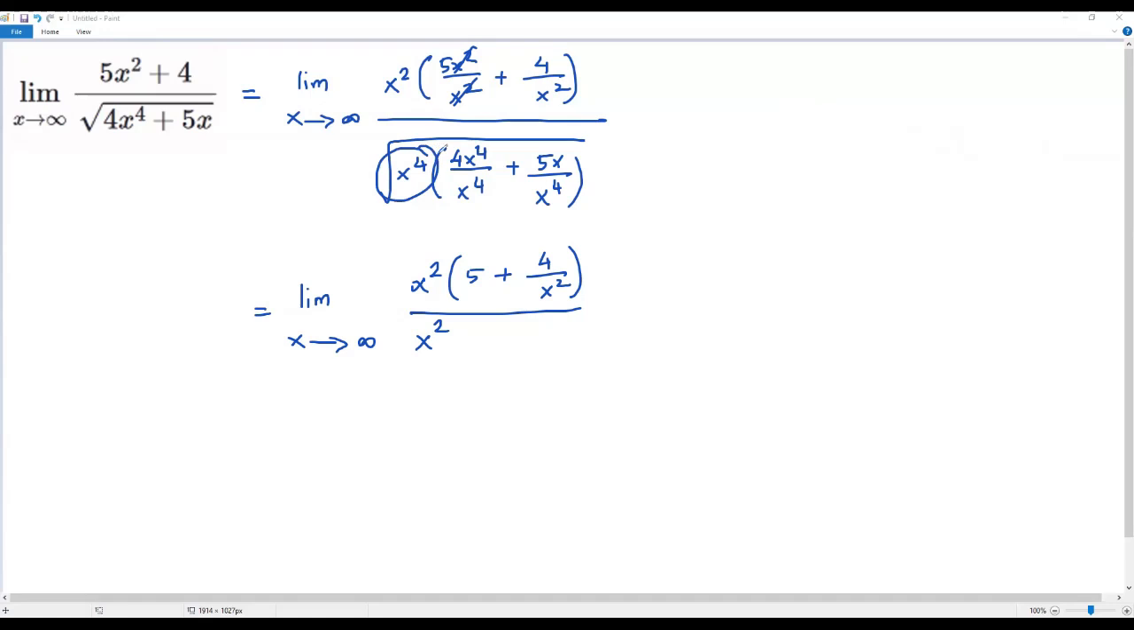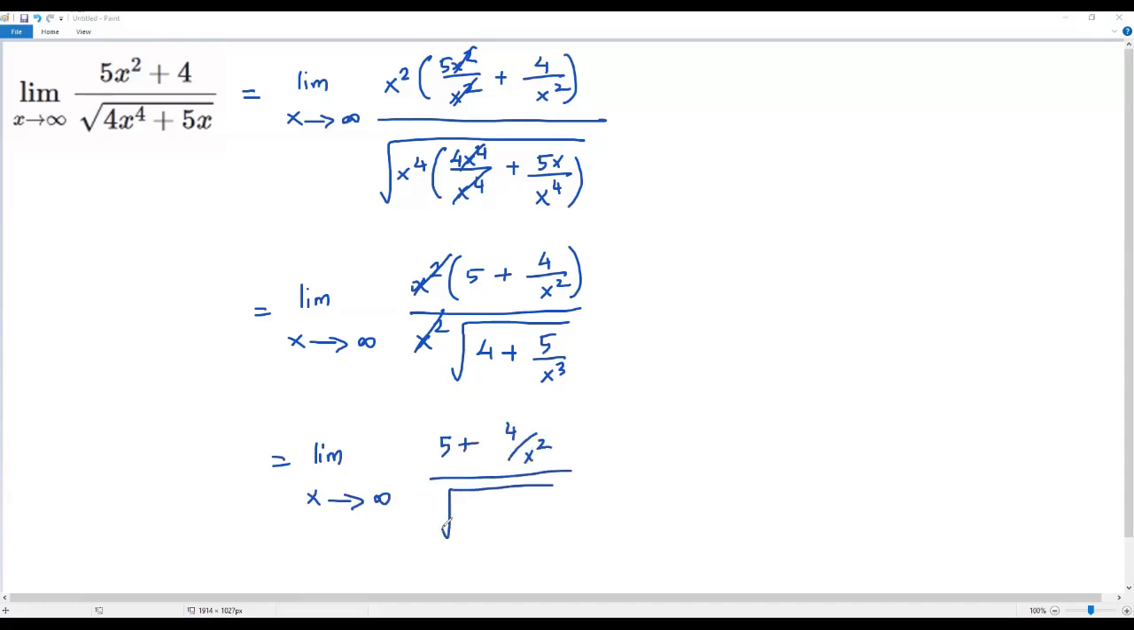That's what I have done here: the square root of x⁴ is just x², and inside the square root the x⁴ over x⁴ cancels out. I'm getting 4 plus, and when I divide 5x by x⁴ I get x³ in the denominator, with 5 in the numerator, that is 5 over x³. Now this x² and x² can be cancelled. Then I get the limit as x tends to infinity of 5 plus 4 over x², divided by the square root of 4 plus 5 over x³. Now we have completed the simplification process.